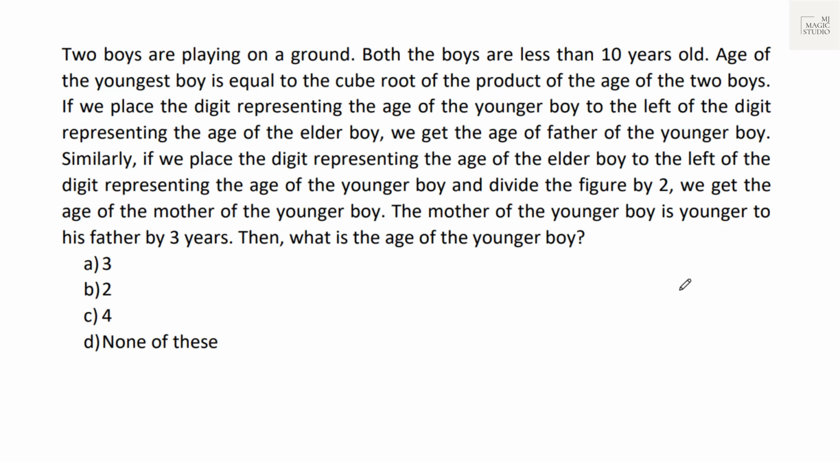Classical take on number system once again. Give it a try. Two boys are playing on a ground. Both the boys are less than 10 years old. Age of the youngest boy, let it be y, is equal to the cube root of the product of the ages of the two boys. y is younger and the elder is x. So what we get from here, y cubed is equal to yx. That means x is equal to y squared. Now can I assume a few values? If y is 1, then x is 1 squared, which is 1. If y is 2, x is 4.